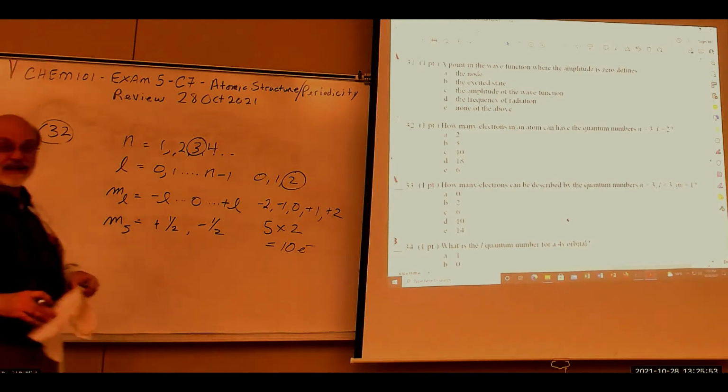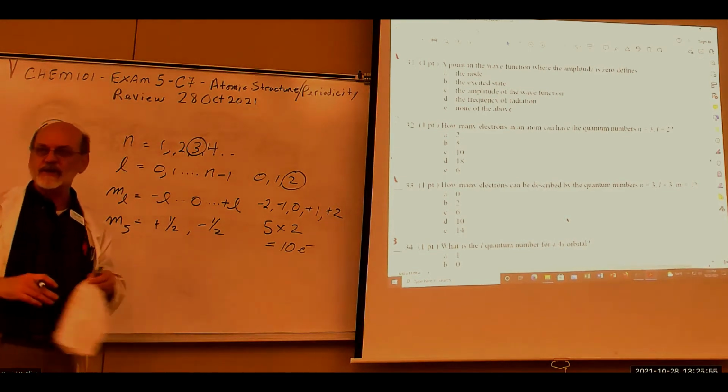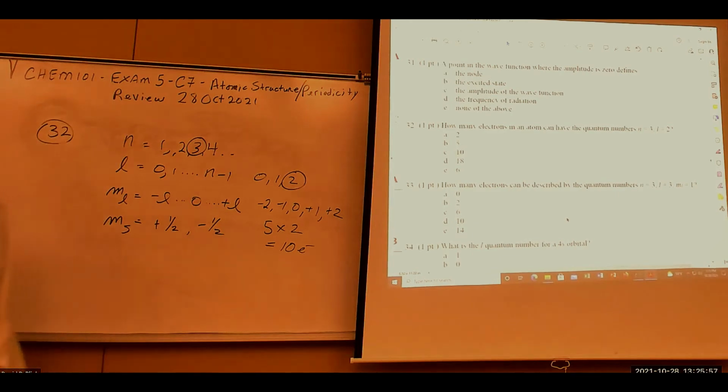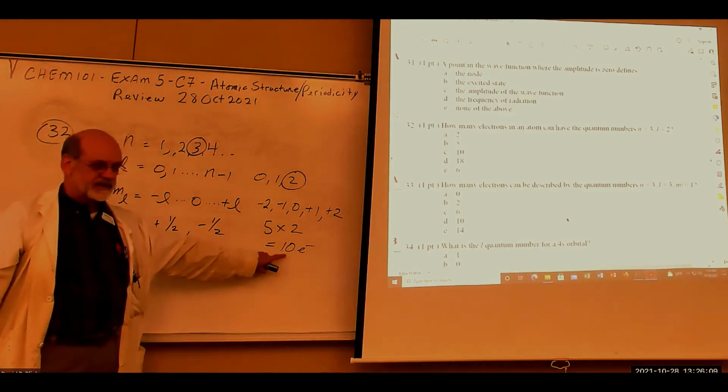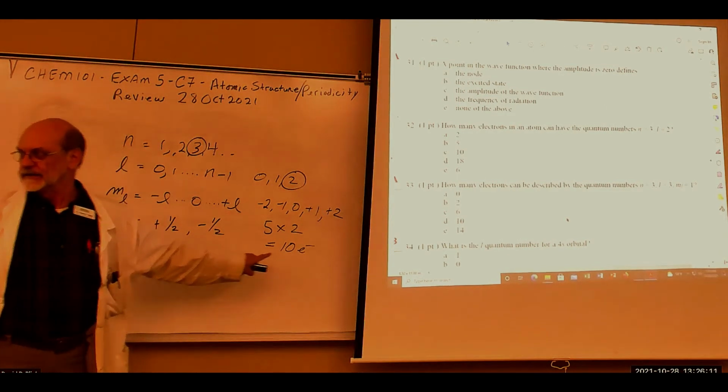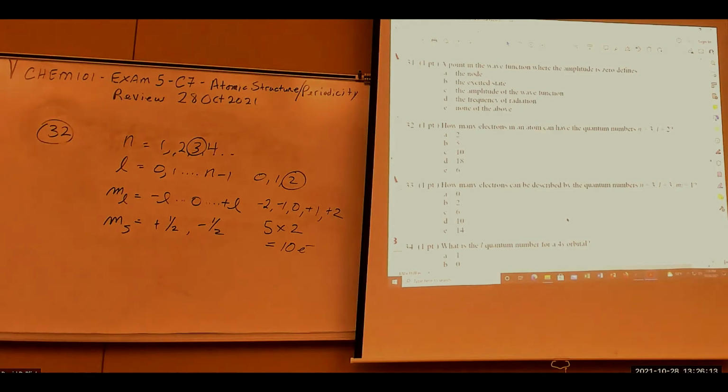Right here. Now, where do we see 10 electrons? Where's the evidence in the periodic table? Right here. D orbital is being filled. 1, 2, 3, 4, 5, 6, 7, 8, 9, 10. That's D orbital filling, 10 electrons. Maximum.